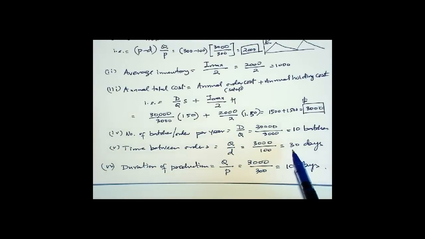So the total time between orders is 30, so every 30 days we have to place an order. Once we place an order, it will take 10 days during which the production will take place, and then there is 20 days where there will be no production, there will only be consumption.